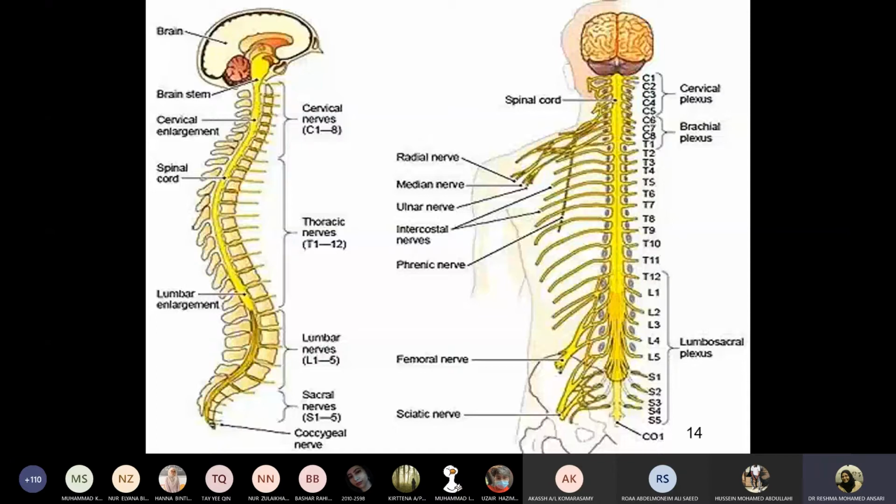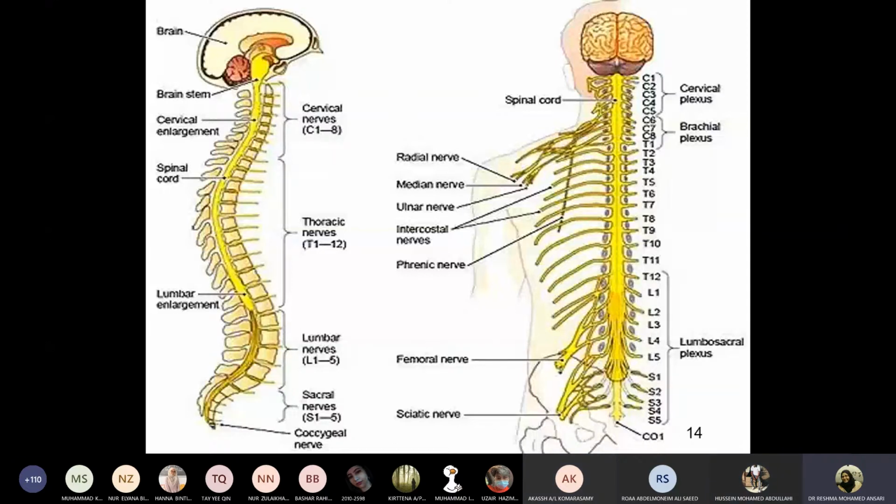This cervical part not only supplies the neck area, but it also gives rise to the nerves that go to the arm, the forearm and the hand. So this we also call as brachial. So cervical nerves supply the cervical and the brachial area. Brachial means arm. Then we have the thoracic. Which area of the body is called as thorax? Chest area. Yes, the chest area is called as the thorax.